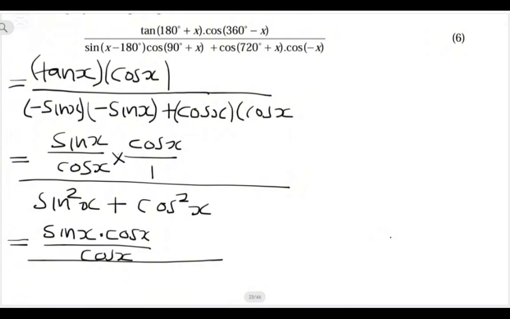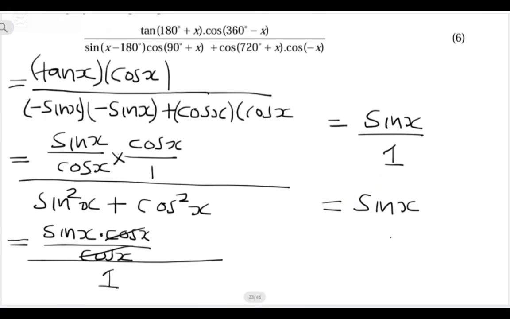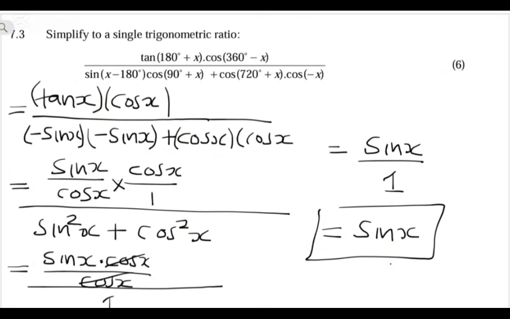So sine squared x plus cos squared x is equal to 1, yeah. So then we're going to be left with that 1. So this is going to cancel with this, and then we're going to be left with sine of x divided by 1, which is going to give us sine of x. So I want you to pay attention here. They say that we must simplify into a single trigonometric ratio, and this is the single trigonometric ratio they were looking for. So we can move on to the next question.